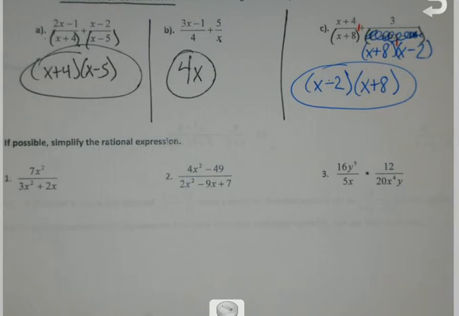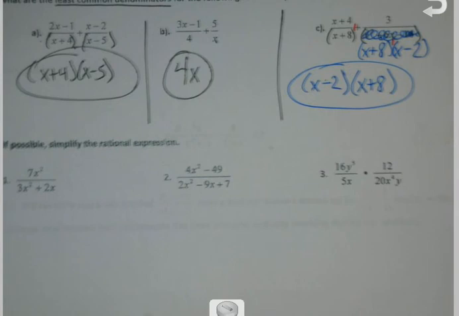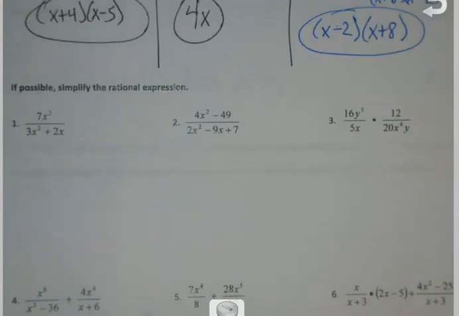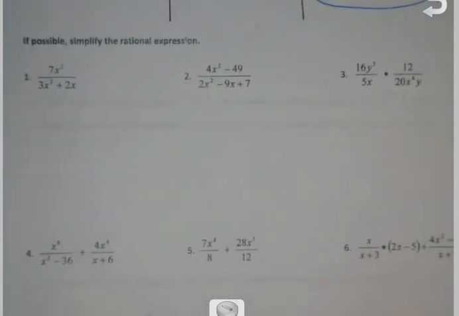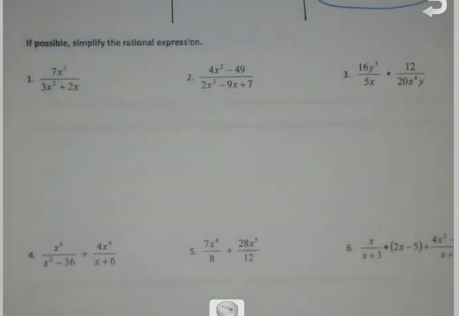So now we've gotten past the kind of, okay, how do I do this? How do I set it up? Now we actually get to start doing stuff. So down here in the next part it says, if possible, simplify the rational expression, which basically means factor and cancel as much as you can.